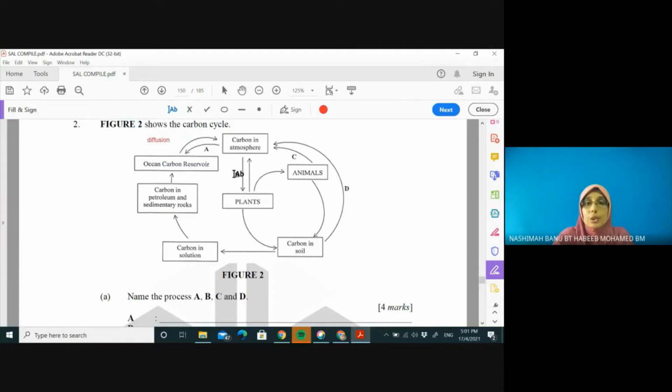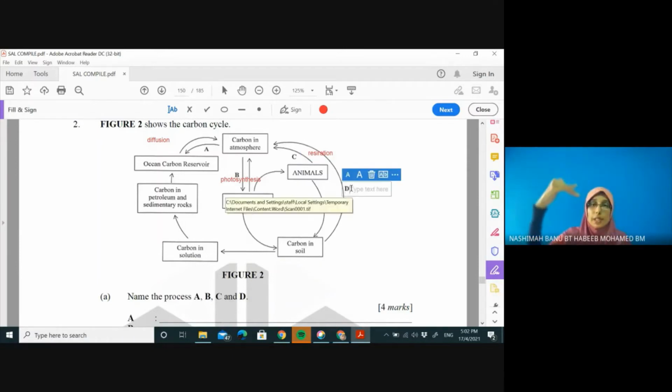Next, B. What process can your plant use the carbon? Yes, photosynthesis. In what process can animal and also plant return back the carbon? Normally in form of carbon dioxide, so the best answer is respiration. D, carbon from the soil returns back to atmosphere. So decomposition. Okay, done.